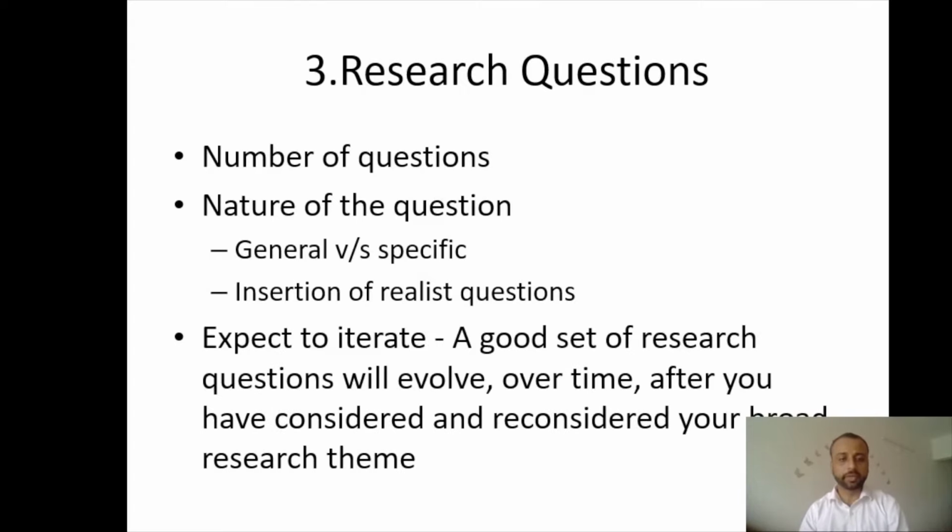And be prepared to iterate. The research questions will also emerge, will also evolve, will also change when you go and interact with people, when you go to the field. So do not hesitate, do not be fixed with a mindset that I have only these three questions. The questions may get a little better with time. So do not hesitate in reconsidering your questions, but consider the broad research theme as the same.